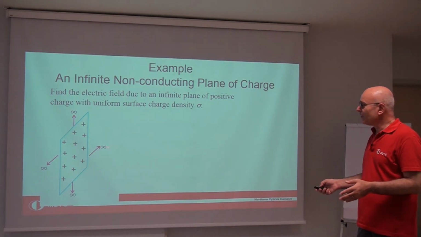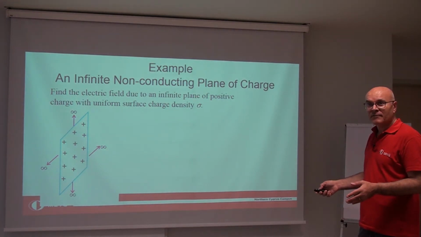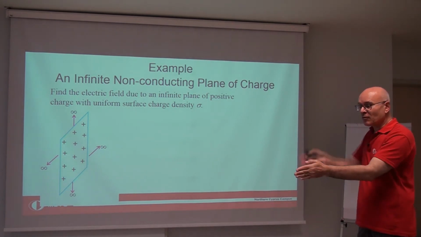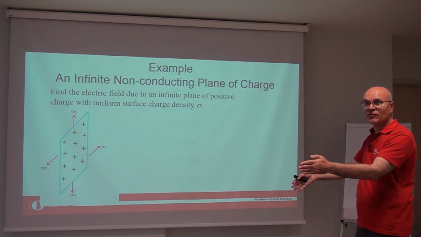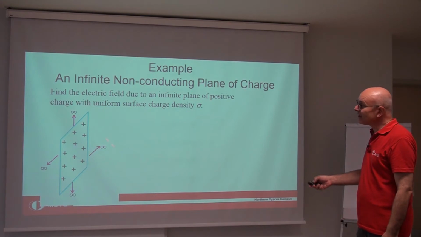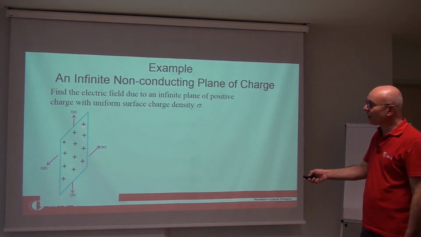In this case, the electric field at points here is the same as the electric field at the point here, because this is a sheet of charge. The environment that you see from this side is exactly the same as the environment you see from this side. So the electric field in this region is exactly the same as in the region which is a mirror image of it across the plane.